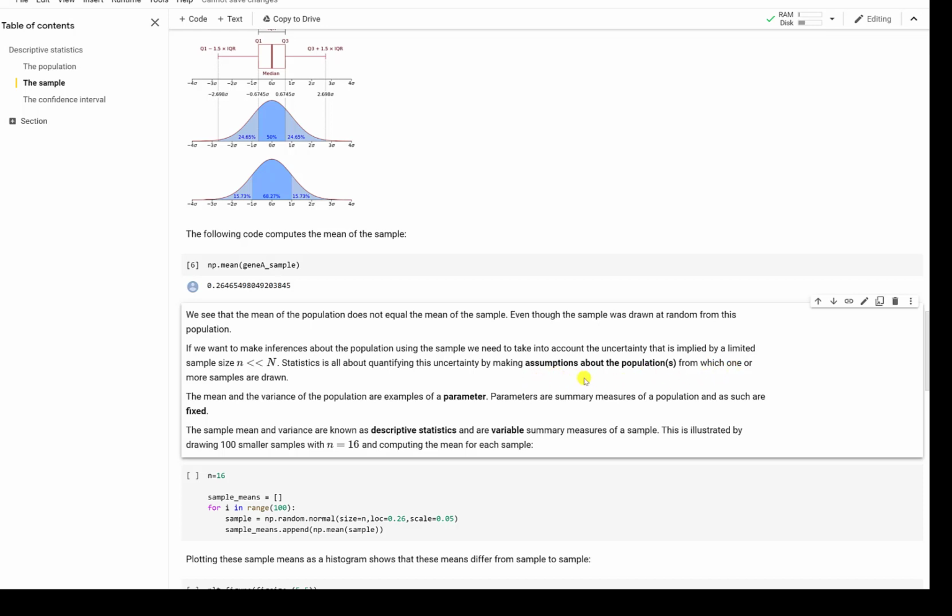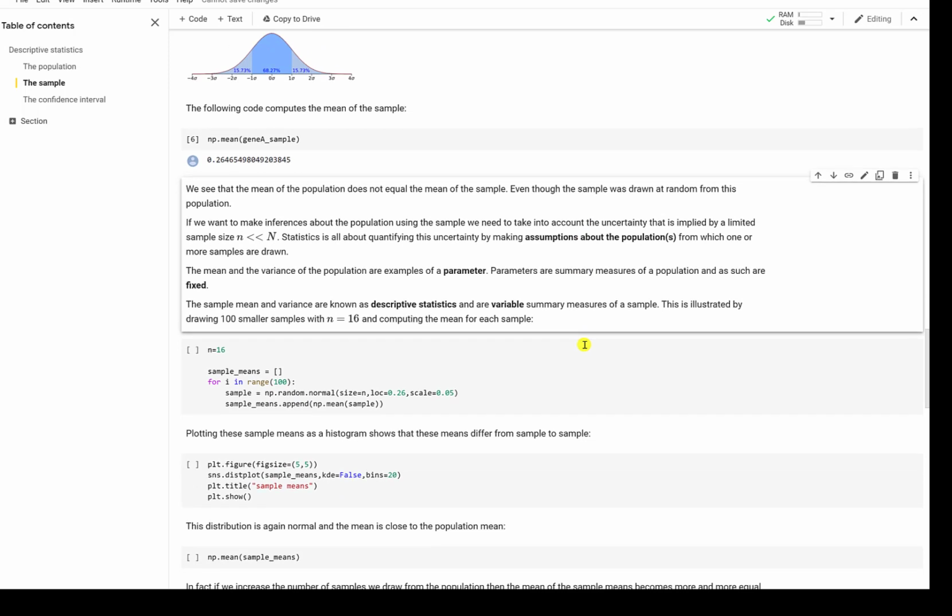When you make the correct assumptions, that allows you to quantify the uncertainty you have about certain statements. So for instance here, how certain are we that this is actually the mean of the population.